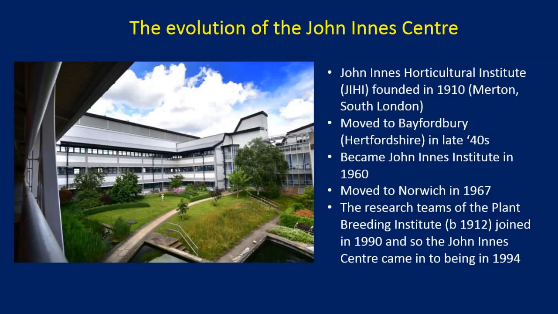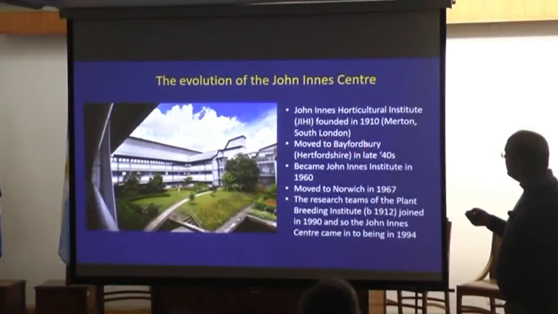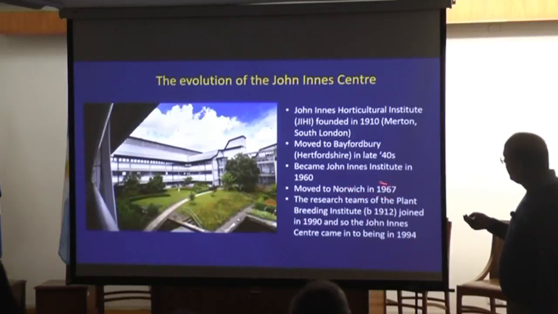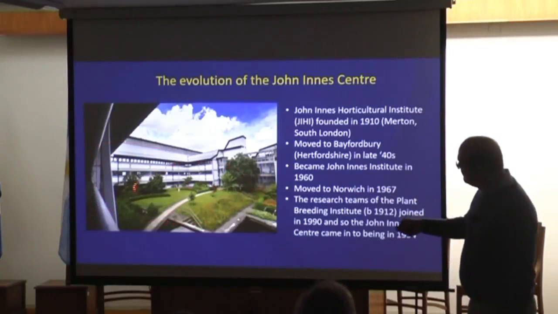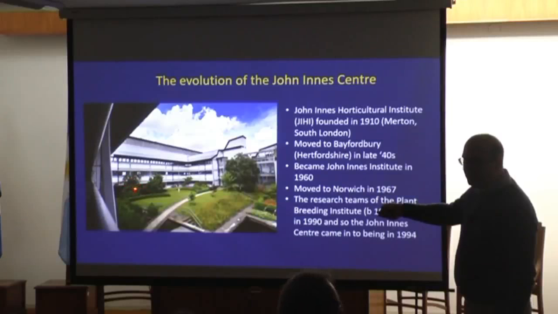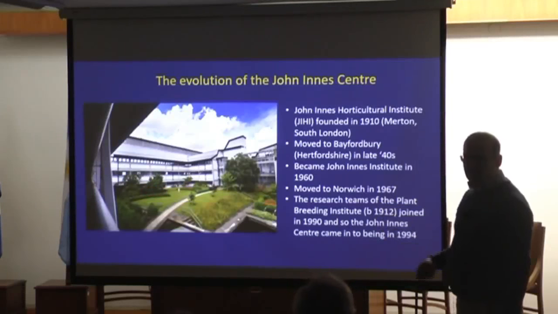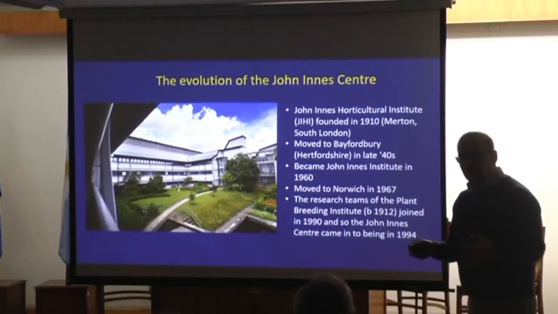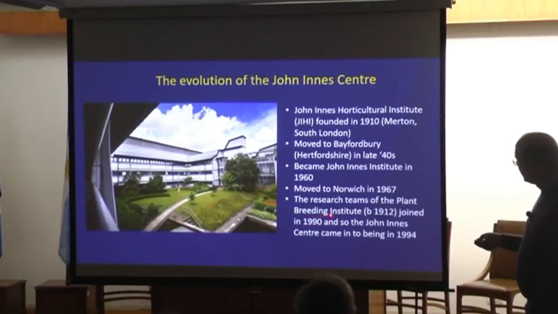So the John Innes Horticultural Institution was opened in 1910 in South London. And then it moved to a place called Bayfordbury, north of London in Hertfordshire, in the late 40s. And in 1960 it became the John Innes Institute. It's now based in Norwich. That began in 1967, and this is my office here in something called the Cambridge Laboratory. And it's called the Cambridge Laboratory because actually the people I form my main groups with at the John Innes Centre came from the Plant Breeding Institute in Cambridge.